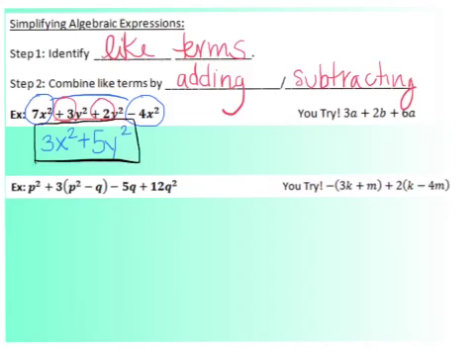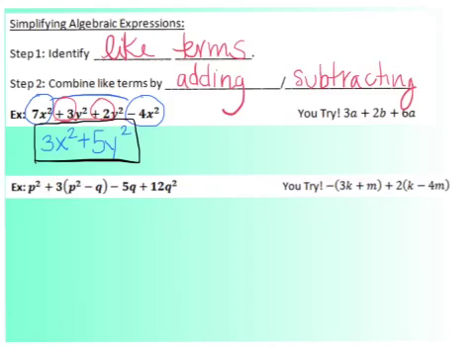This is as much as I can simplify it. Looking at my last example, I see like terms here. I see a couple of p squares and I see a couple of q's, but I also see parentheses. So before I can combine anything, I need to distribute.